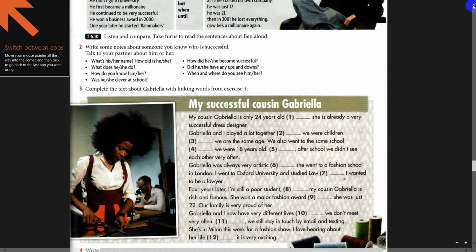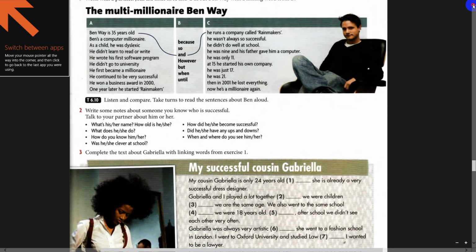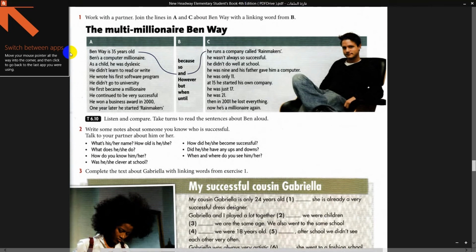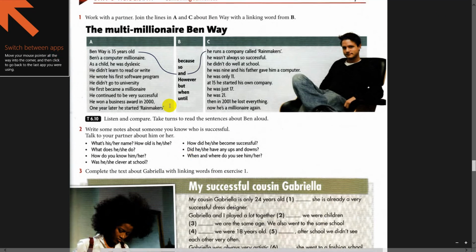تشوفون هنا، هذا البن نفسه the multi-millionaire Ben Way. هنا شباب there is three column A B C. هنا عندكم هذا الcoordinator، هذا الروابط connectors، أو هنا A وهنا C. فهنا مثلا Ben Way is 35 years old and he runs a company called Rainmakers. فاللي أريده من عندكم أيضا تكملونهن كل وحدة ويا الماتشنج مالتها.